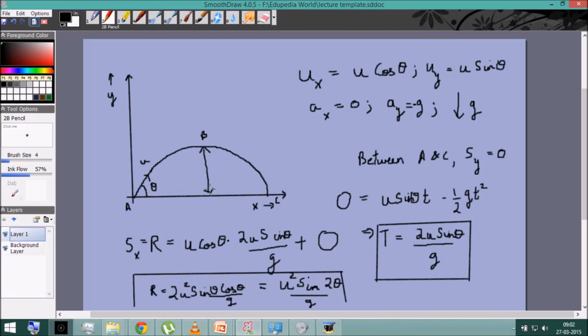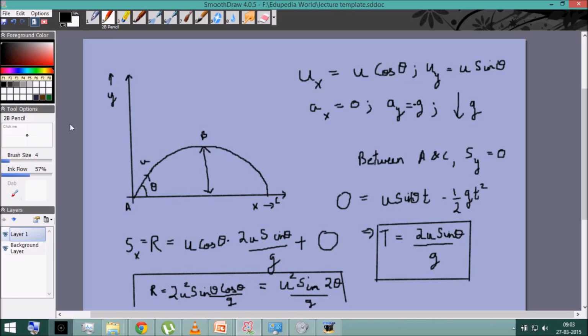And we need to find out the third thing, which is the maximum height. The maximum height, by definition, is this distance. It is the height between A and B. You cannot apply the equation between A and C in this case because that will give me Sy equals 0. In fact, that's what we used earlier. So we'll need to apply the equation between either A and B or B and C. I'll do A and B. You can try A and C, B and C at home and see that it will give the same result.